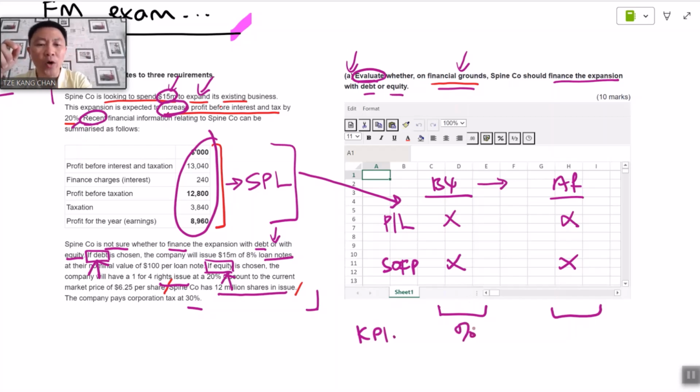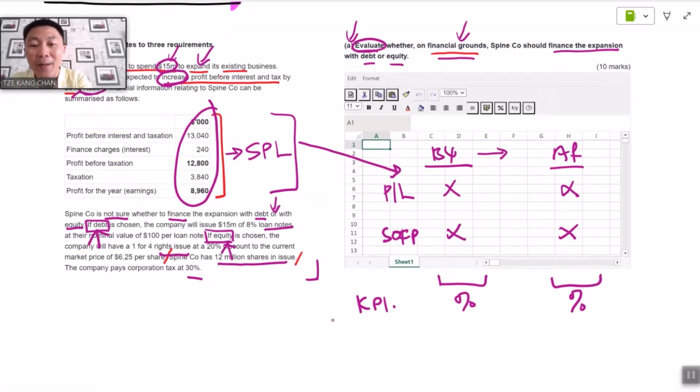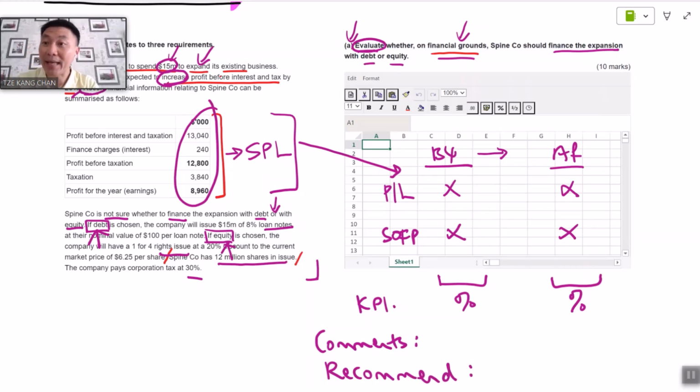You would then work out two sets of key financial ratios. From these ratios, that will become your basis of commentary to pick up and highlight to the marker what exactly has caused the change and what the implication of the change is. And finally, from your comments, that will become your basis to make your recommendation to answer these questions.